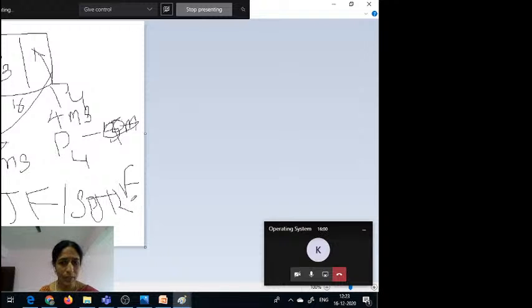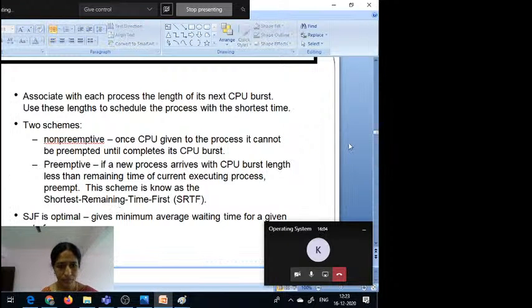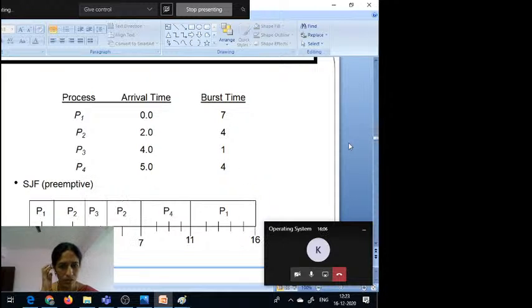Shortest job remaining first. Now see the example for this. So this is the shortest job preemptive. That means here arrival timings are given. These are the arrival timings, at 0th arrival time. If the burst time is 7, that means comparatively these 4 burst times, this is minimum.